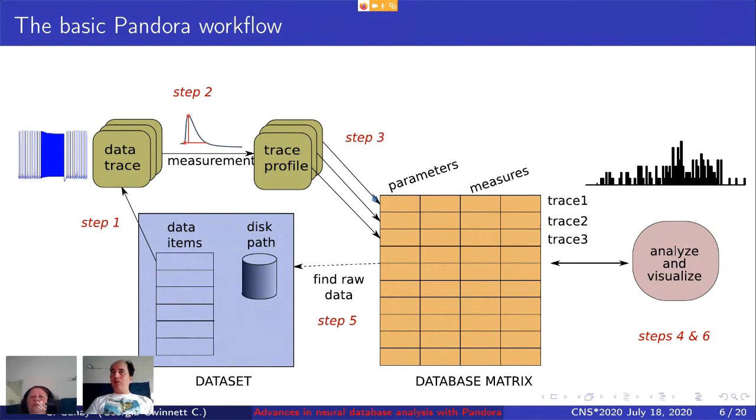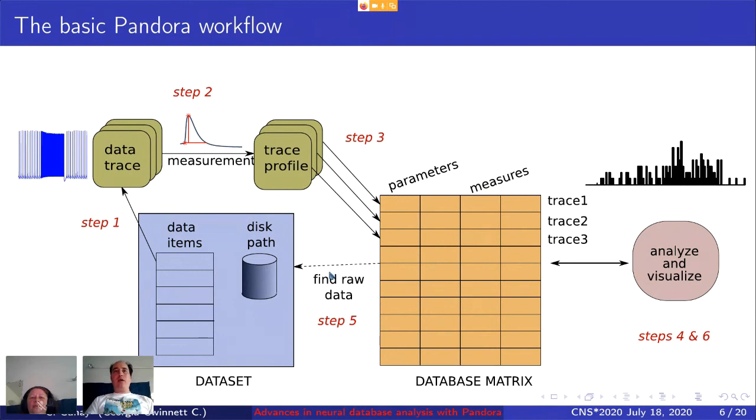Like an Excel table. This is the data frame that I've been talking about. The parameters and the measurements are next to each other, so those are the columns, and the individual rows are the different observations, which come from these different files. And once you have this matrix, this data frame object, which is labeled and has these two types of data, then you can analyze and visualize it.